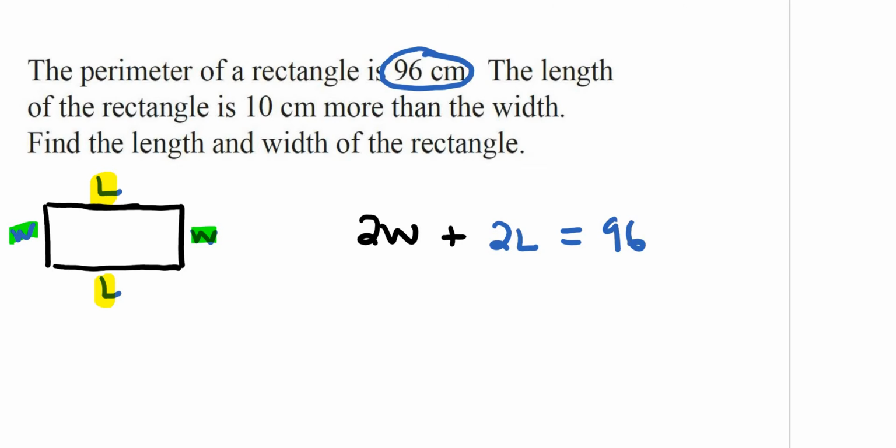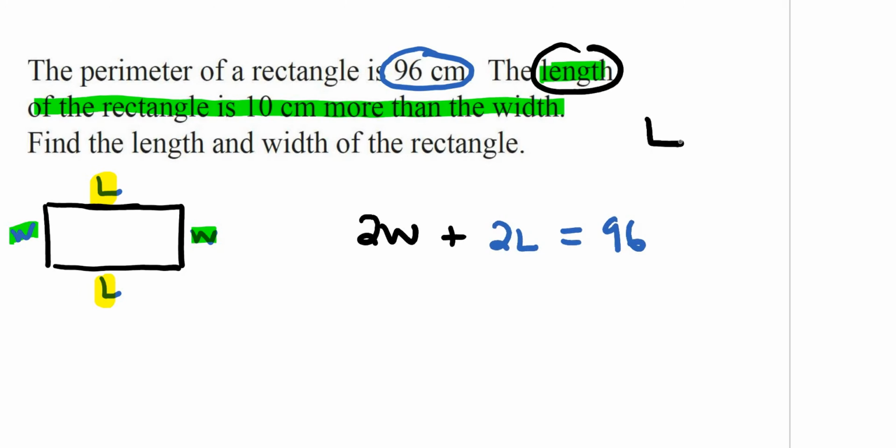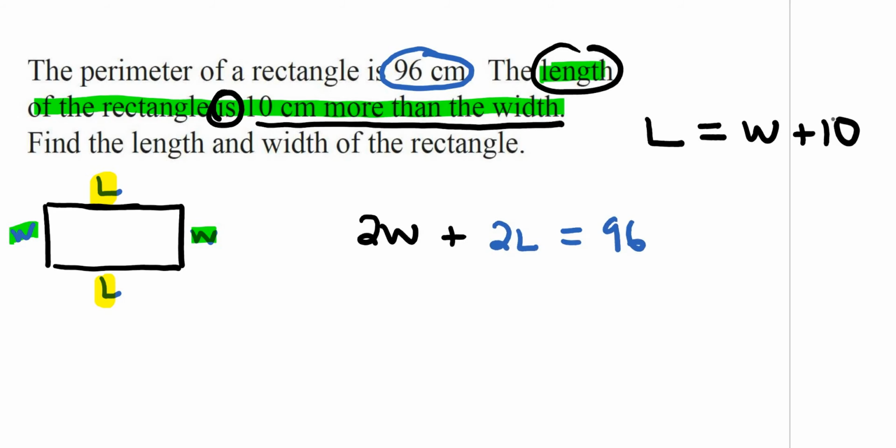And then the length of the rectangle is 10 more than the width. Okay, so I have the length, right? The length of the rectangle is, so "is" means equals, 10 more than the width. So the length is going to be the width plus 10 more. All right, so that's my second equation. L equals W plus 10.